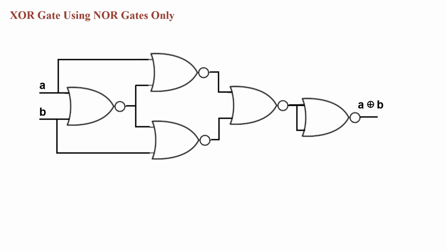This is the sketch of the XOR gate implemented using the universal gate NOR. So you will need 5 NOR gates connected this way to get A XOR B, or to get the XOR gate.